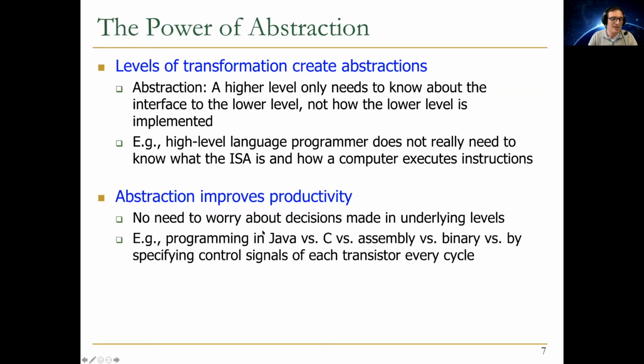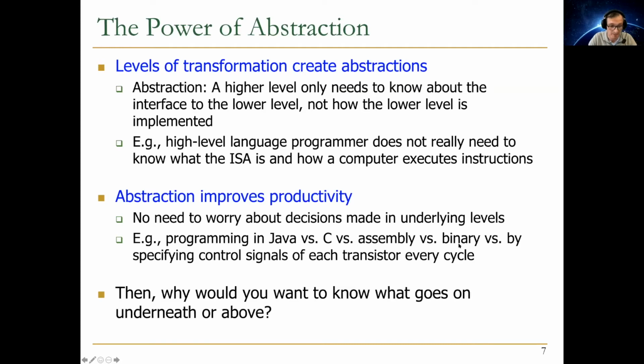For example, programming in Java is usually simpler than programming in C, which is usually simpler than programming in assembly, which is usually simpler than programming in binary, ones and zeros, which is usually simpler than programming by specifying control signals of each transistor or gate, let's say, every cycle. And we're going to do a lot of this in this course, basically a lot of the lower level parts, assembly, binary, and control signals, as we talk about microprogramming, for example. But clearly, higher levels enable you the abstraction so that you don't need to think about what's going on in the lower levels.